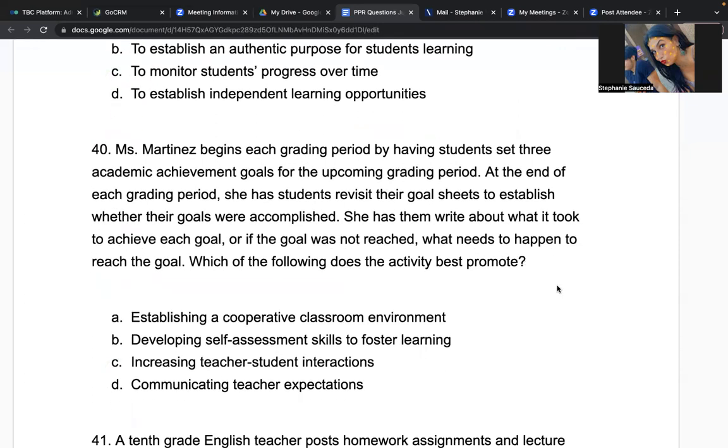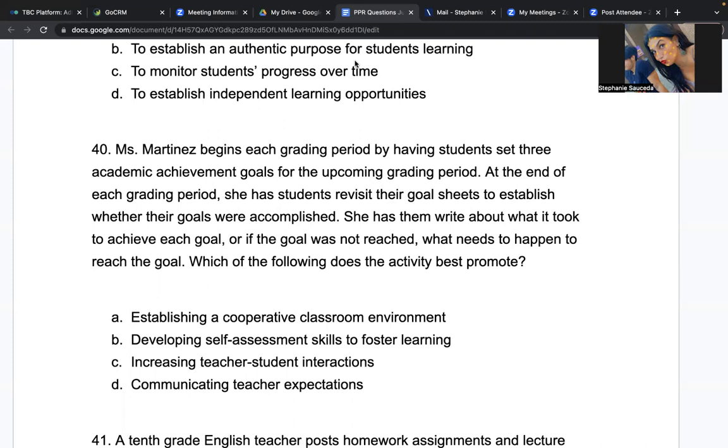Ms. Martinez begins each grading period by having students set 3 academic achievement goals for the upcoming grading period. At the end of each grading period, she has students revisit their goal sheets to establish whether their goals were accomplished. She has them write about what it took to achieve each goal, or if the goal was not reached, what needs to happen to reach the goal. Which of the following does the activity best promote?